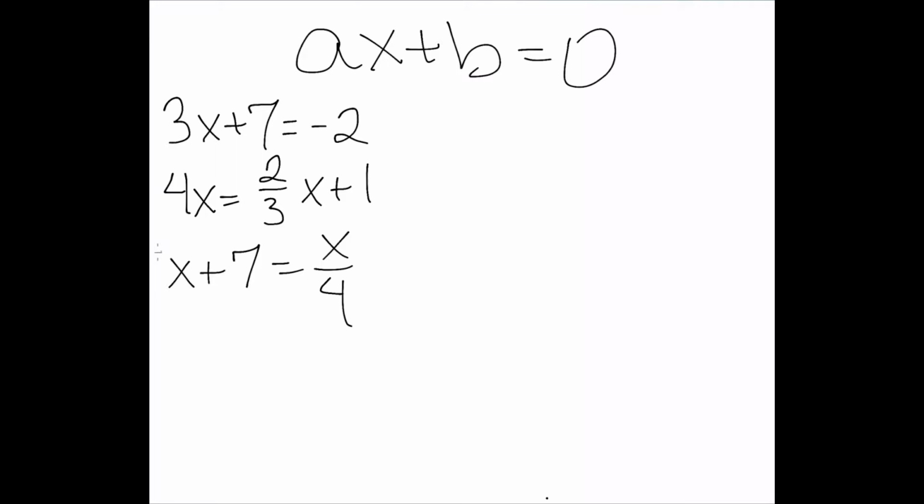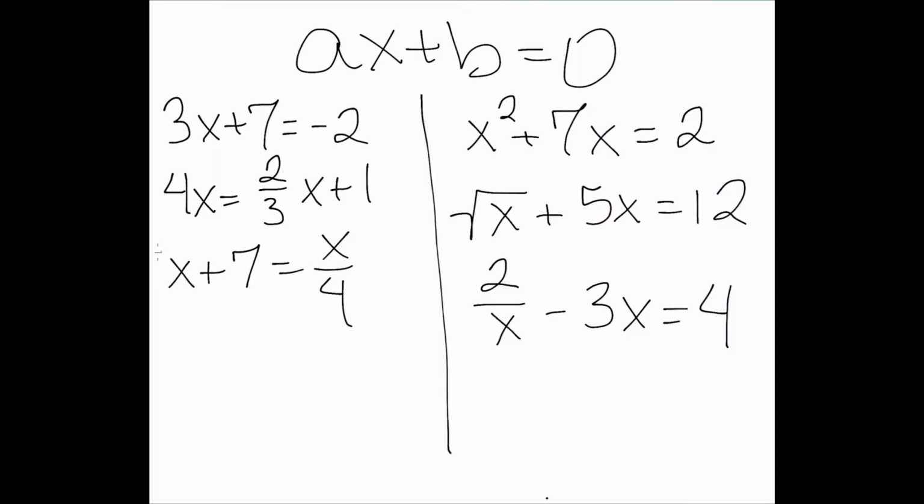Conversely, let's look at a few non-examples. Here are three examples of things that are not linear. The first one, x squared plus 7x equal to 2, is not linear since it has an x squared term. The second one, square root of x plus 5x equal to 12, is not linear since the x is inside of a square root. And the third one, 2 over x minus 3x equal to 4, is not linear since x is on the bottom of a fraction.